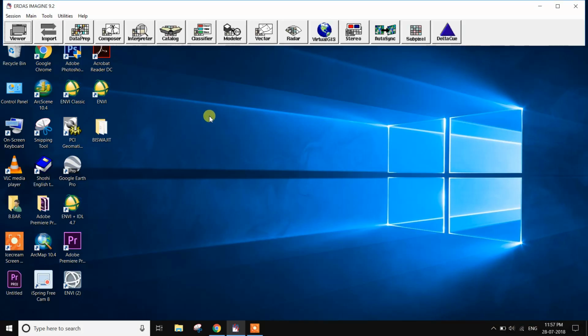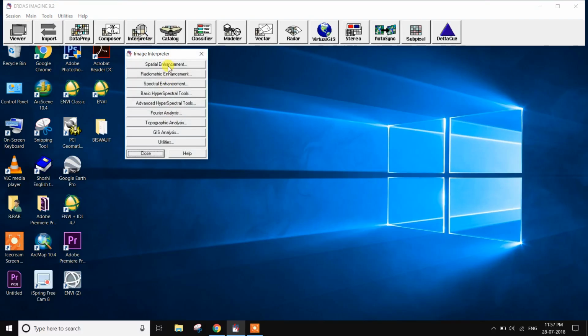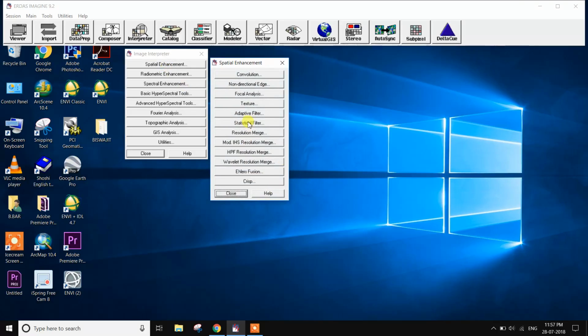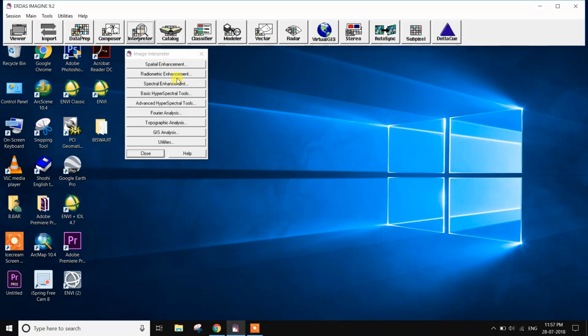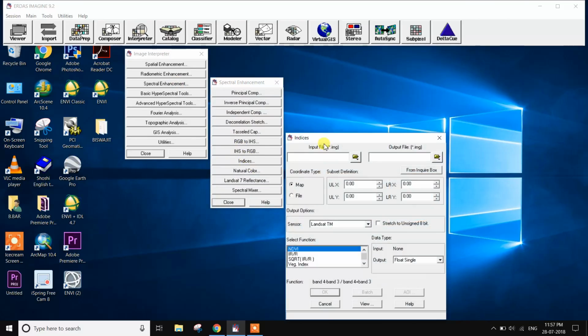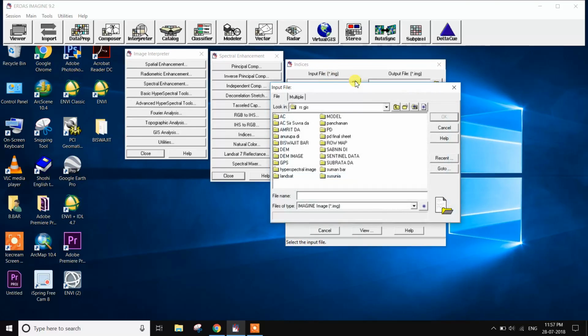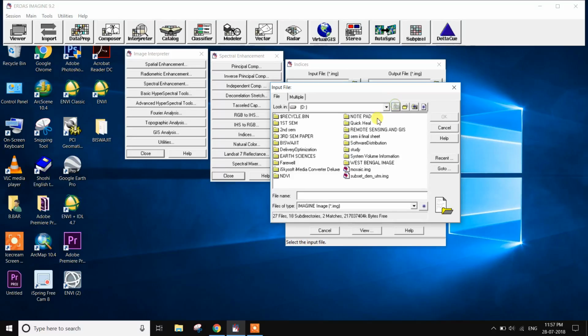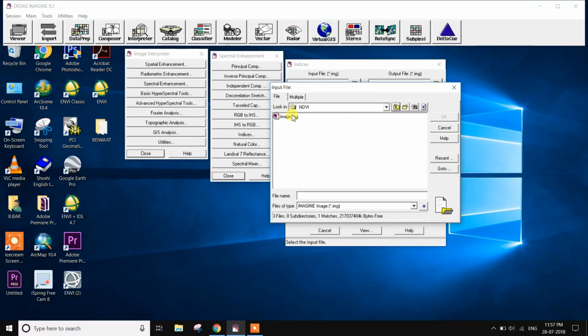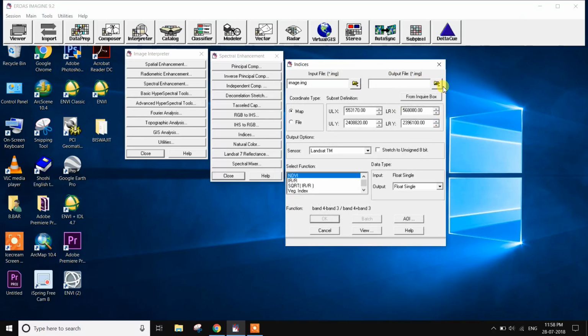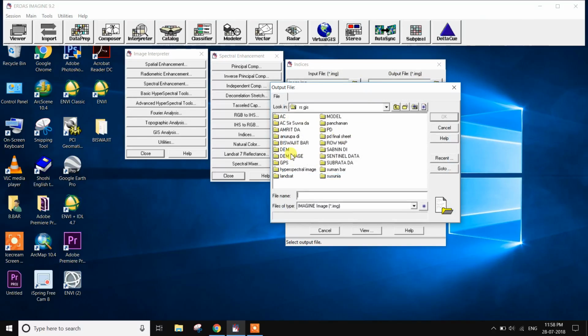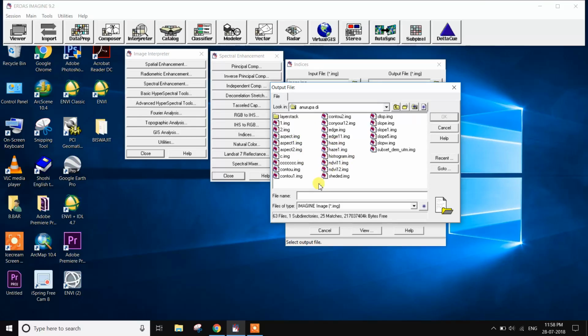Let's start how to apply it in ERDAS Imagine 9.2. Interpreter, spatial enhancement, spectral enhancement and indices. Input image here, the satellite image input here, and the output file name, NDVI.